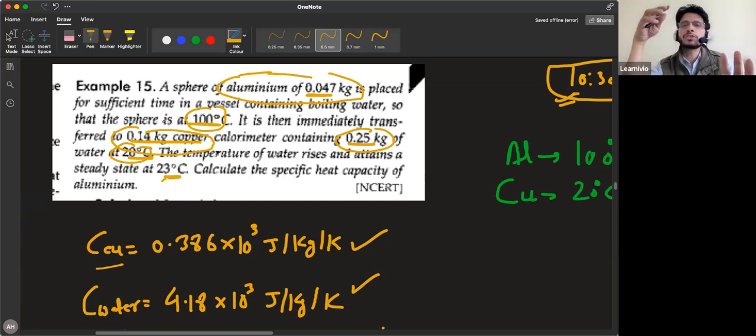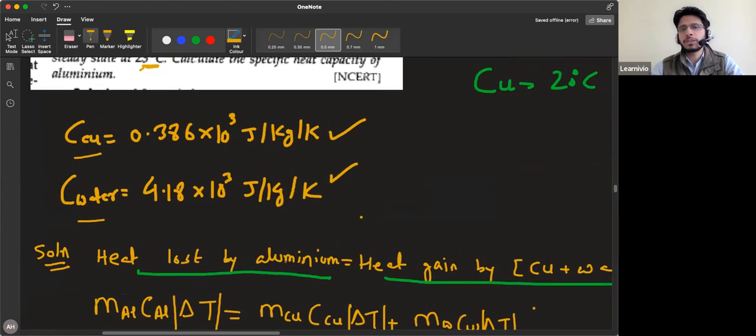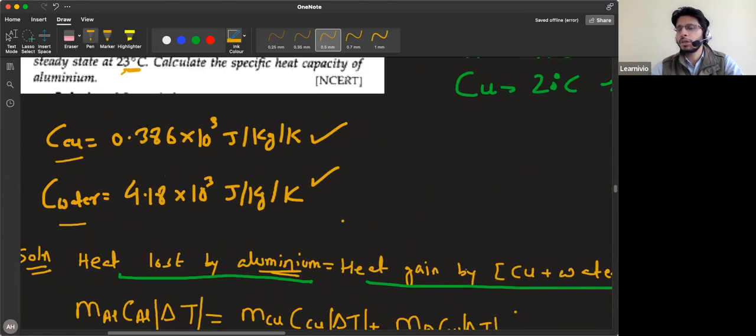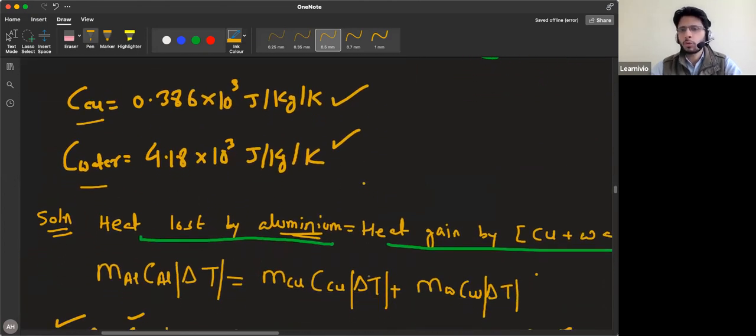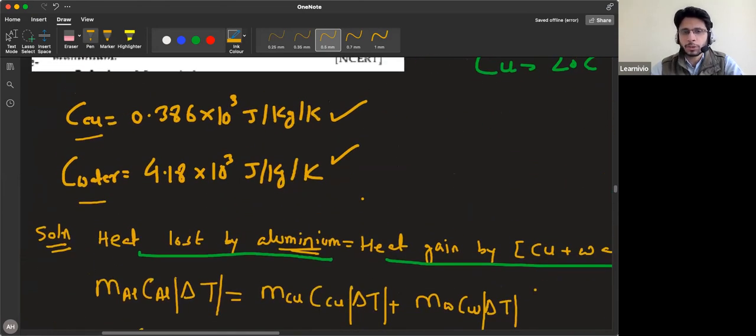Sir, I couldn't get you. I'm saying if you mix aluminium, water and copper, then what is the final temperature of the mixture? 23 degrees Celsius. So we'll be using the principle of calorimeter, which is heat lost by aluminium is equal to heat gained by copper plus water. I won't be doing this whole calculation, I'll just stop at this equation.